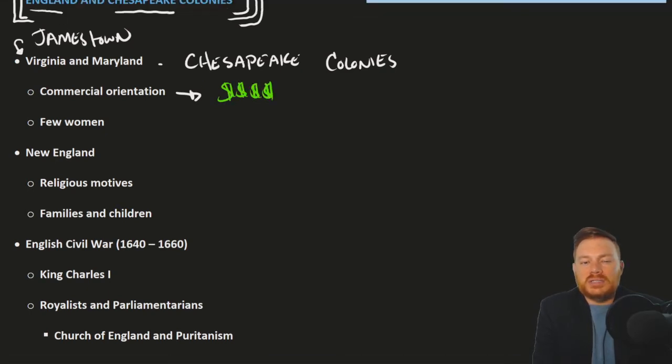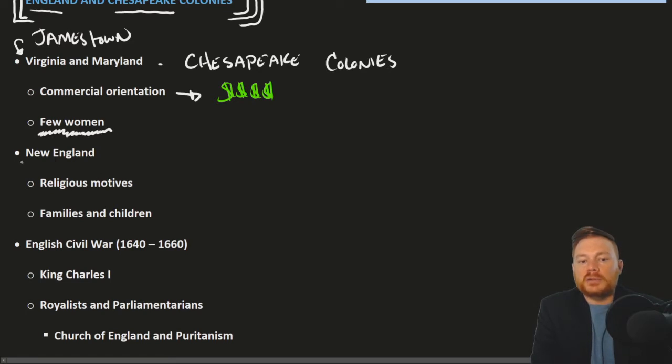However, what we didn't talk about was the demographics, and that was because they were commercially oriented, that those colonies had few women. When compared to the New England colonies, which were established for religious motives, recall the Pilgrims and Puritans wanting to create holy communities, they tended to move more so with families and children. So maybe one comparison that we can make between these two colonies is in the area of demographics.